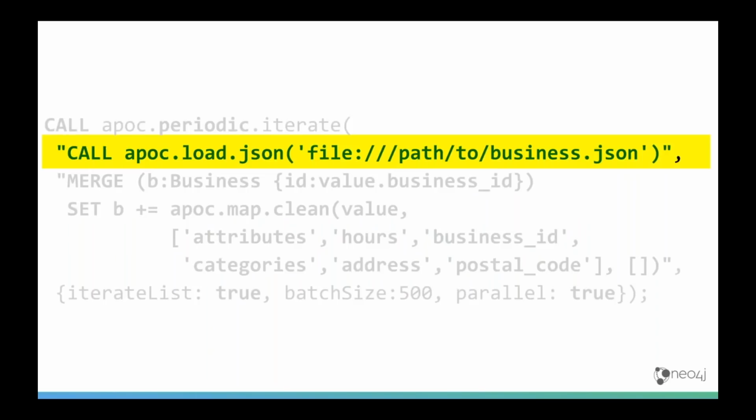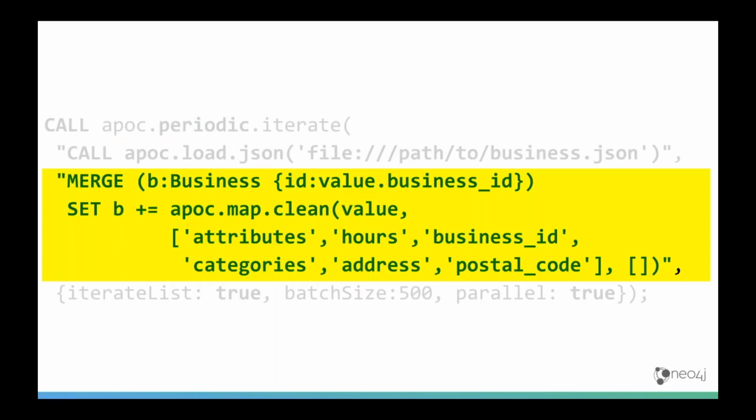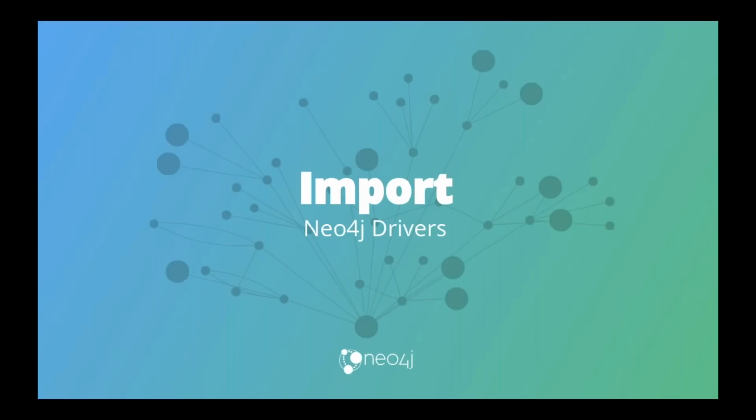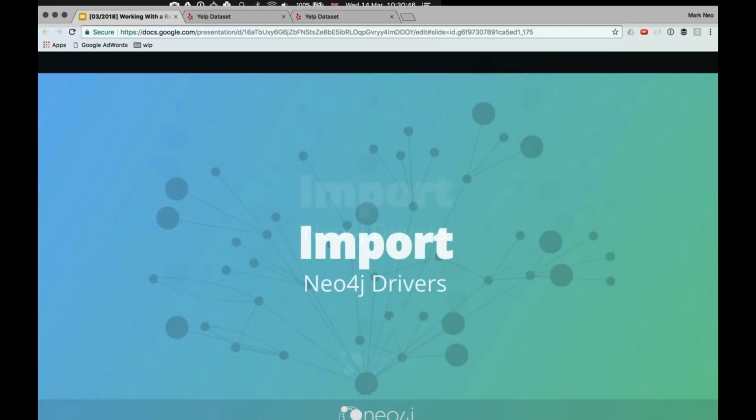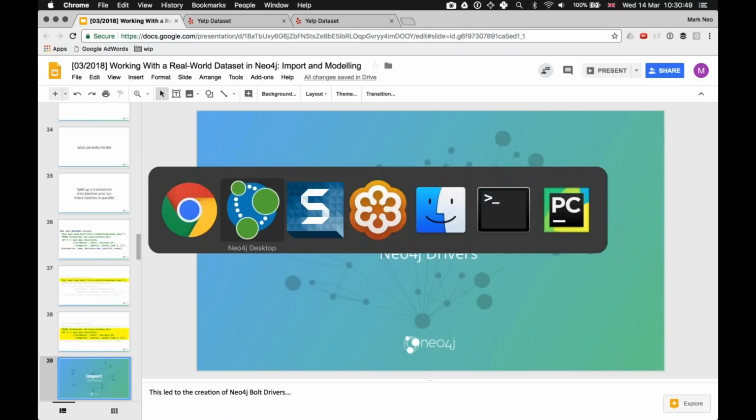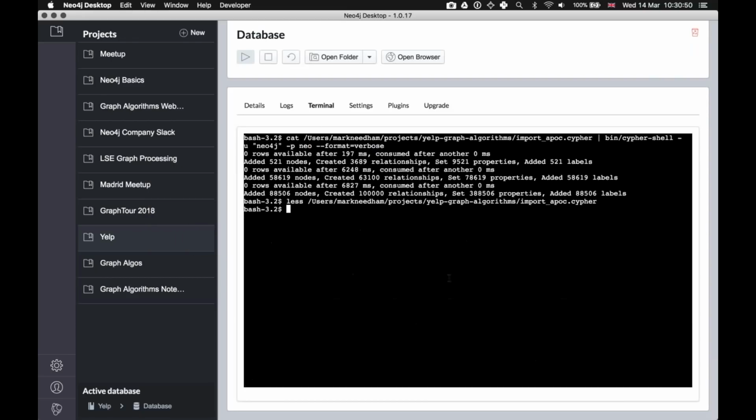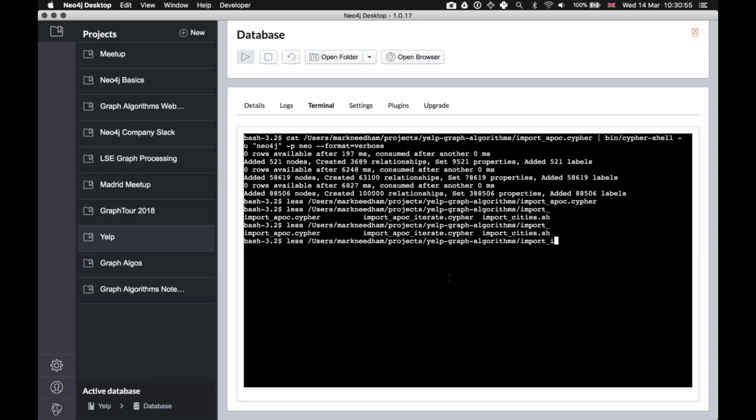That's just zooming in on the loading JSON, and then, as I said, we can go and run a particular command over every line afterwards. We've got a script showing how you would convert everything for that as well. So if I just quickly go back into our files, we've got iterate. There we go. Import APOC.